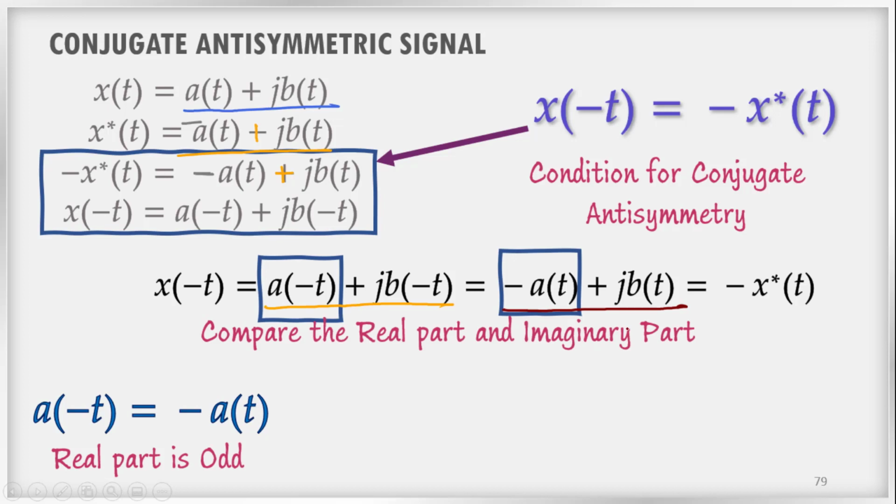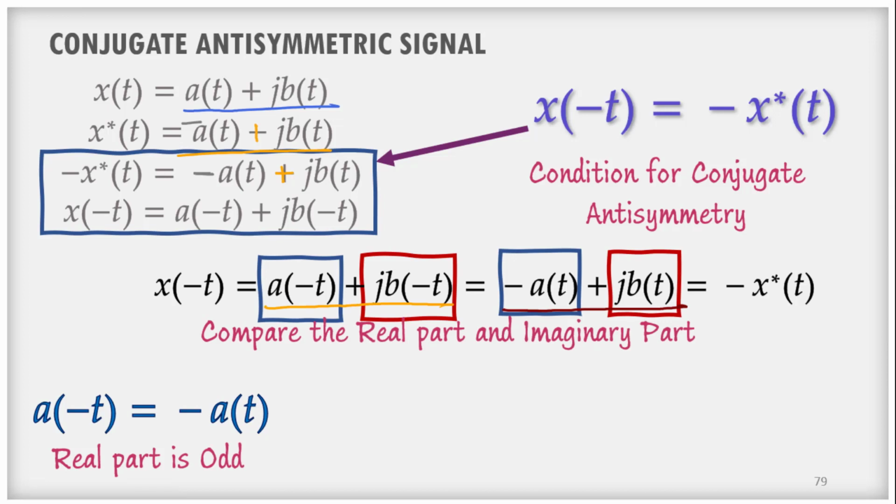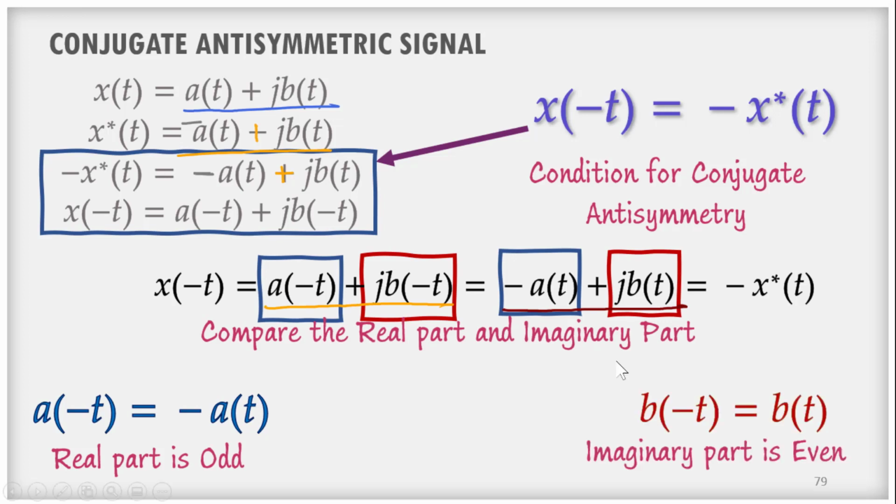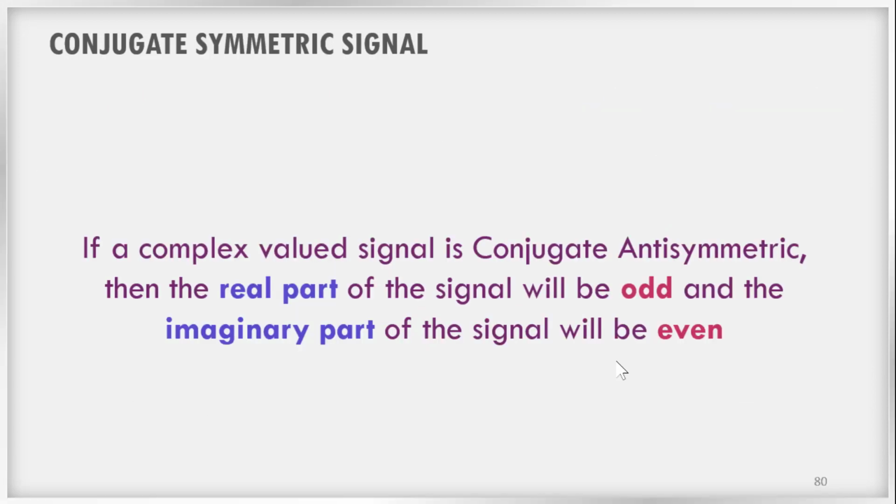So this is the condition for odd signal. Here you can see that the real part of the conjugate anti-symmetric signal is odd in nature. And when we compare the imaginary part of the signal, we can see b of minus t is equal to b of t. That says that the imaginary part of the signal is even. So in the case of a conjugate anti-symmetric signal, real part is odd and imaginary part is even. If a complex valued signal is conjugate anti-symmetric, then the real part of the signal will be odd and imaginary part of the signal will be even in nature.